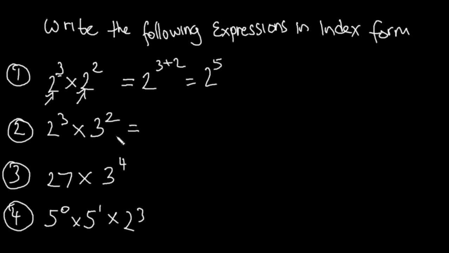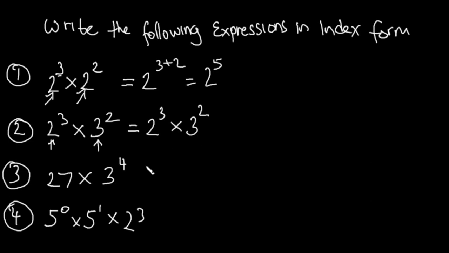Alright, so what about our next one? We have 2 to the power of 3 times 3 to the power of 2. Well, notice here that our bases are different. We have 2 and we have 3, so there's nothing we can really do with that. We can't use our first index law, so that's in its simplest index form. So the answer to that would just be 2 to the power of 3 times 3 to the power of 2.